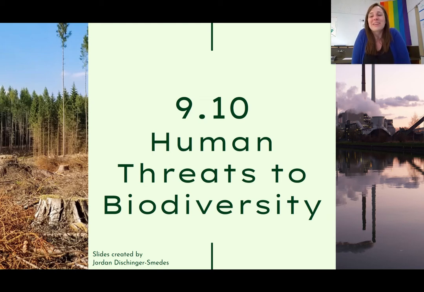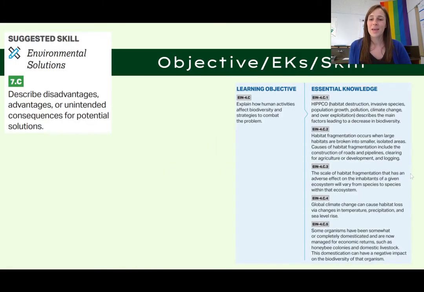So this is your last set of notes for AP Environmental Science. And today we're going to be covering 9.10, which is about human threats to biodiversity. The learning objective for today is that you can explain how human activities affect biodiversity and strategies to combat the problem. Some of the essential knowledge that you're going to get from today is the main factors that lead to a decrease in biodiversity, specifically focusing on some things like habitat fragmentation, climate change, human domestication, and then some strategies that we also have for mitigating this problem.